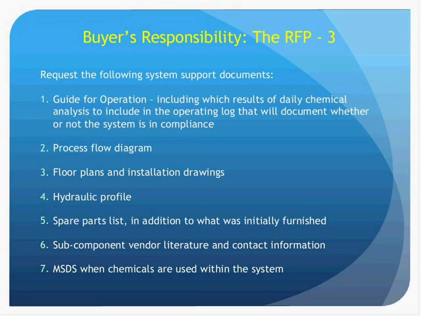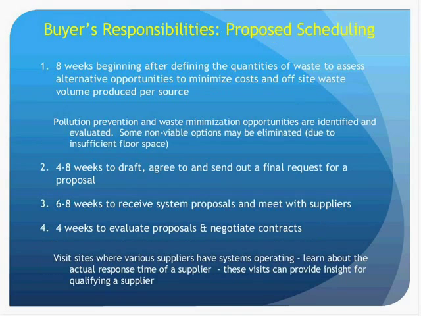Next slide. The following list includes 2 items that are usually supplied with every proposal, but the entire list is what are finalized drawings and items that are only supplied by the selected supplier. These include a guide for operation, including daily operating log sheets, a process flow diagram, floor plan and installation drawings, a hydraulic profile, spare parts in addition to what was initially furnished, a subcontractor and vendor literature list, and contact information for every component that is manufactured by companies other than the system supplier, and material safety data sheets when chemicals can be used within their system. Next slide, please.